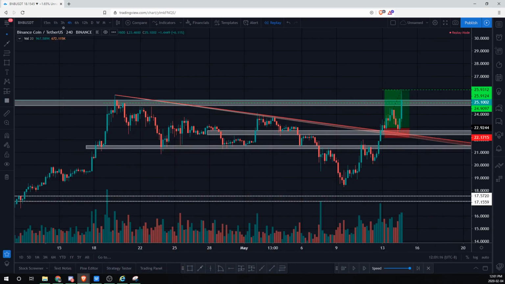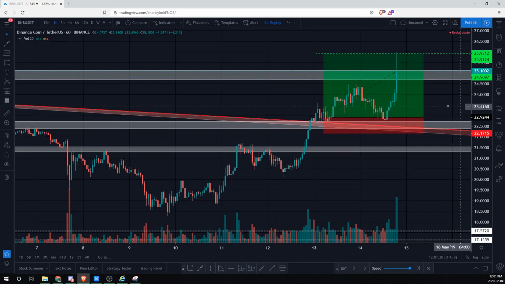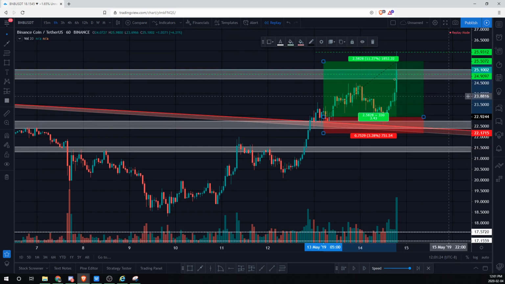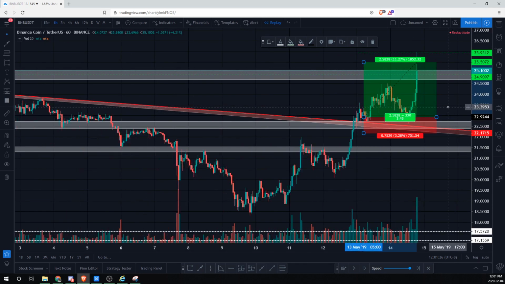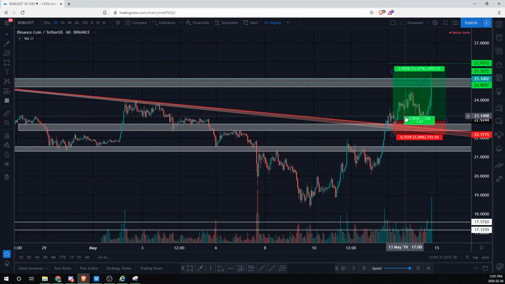So if I moved my stop loss right to break even, basically I would have got stopped out, and then the price would have hit both of my take profits with an average risk reward of 3.4, 3.3, something around there. So that would have been a really, really good trade that I would have missed out on if I were to move my stop loss right to the break even zone.